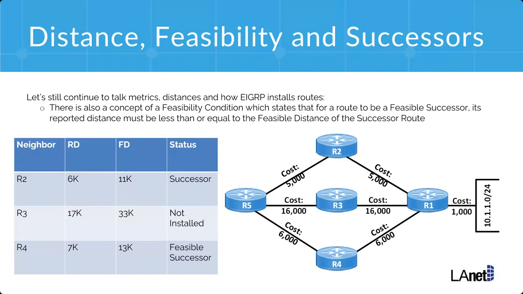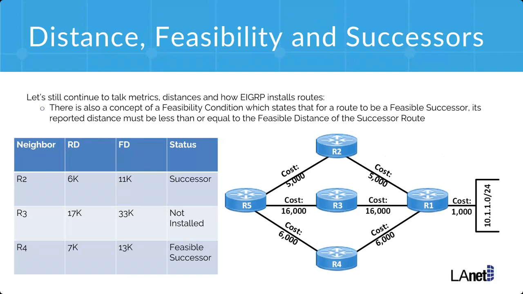So let's also talk about something called the feasibility condition. Why do we care about these things like reported distances and feasible distances and successors and feasible successors? We care about them because it's kind of central to how EIGRP installs and utilizes routes, okay? So the feasibility condition states that in order to even be a feasible successor route, the reported distance of the route must be less than or equal to the feasible distance of the successor route, right?